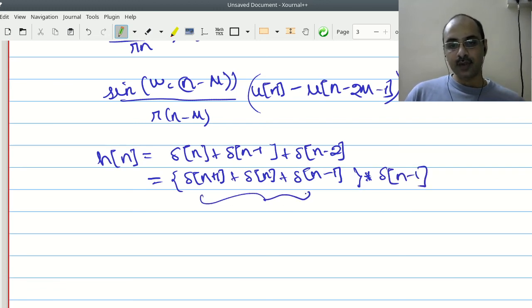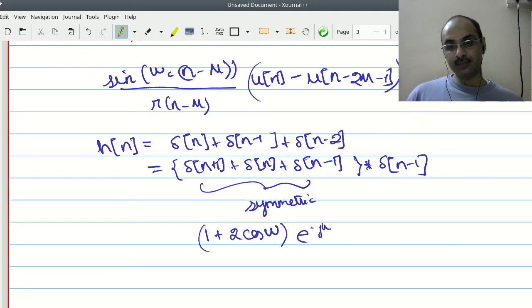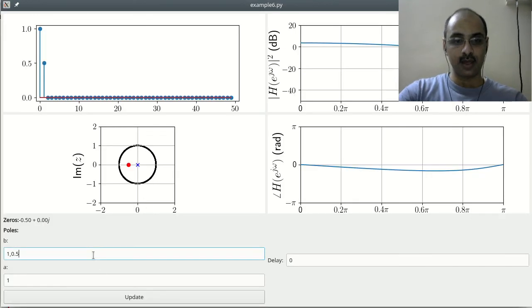Now this is symmetric, and my guess is that it's a real and even sequence, so it should have a real and even DTFT. Why? Because it's the same on both sides of 0. So what is the DTFT of this? It's not difficult to see that it is going to be 1 plus 2 cos omega. And the DTFT of the shift, which we will multiply, is e to the power minus j omega. So this, if you plot, is going to have a linear phase response. Really? So let's look at 1, 1.